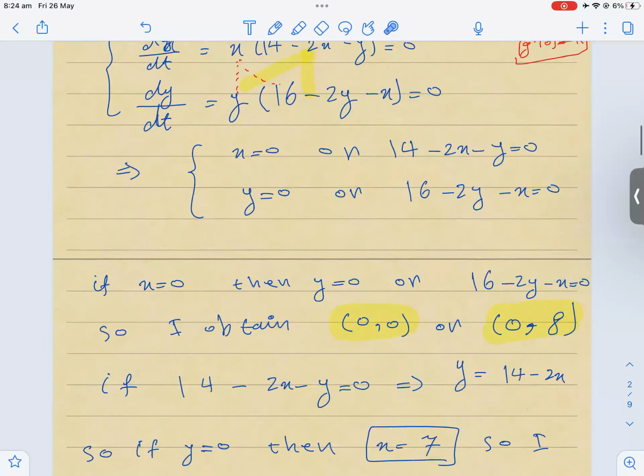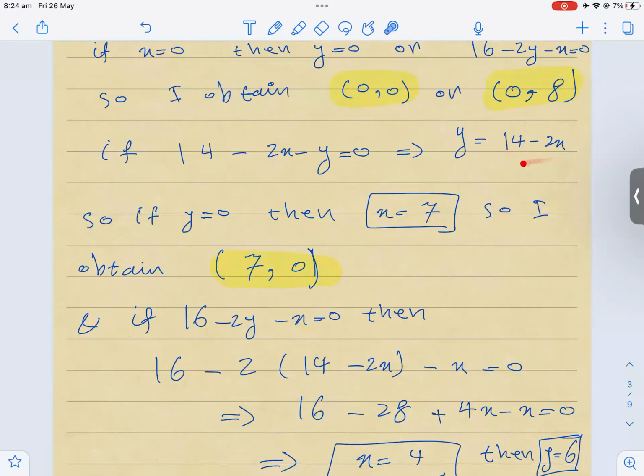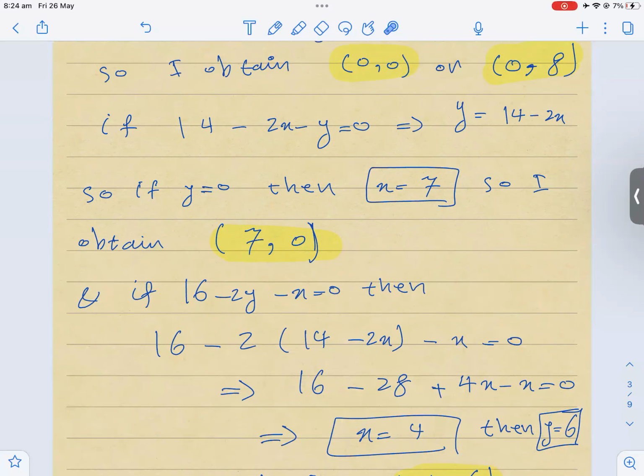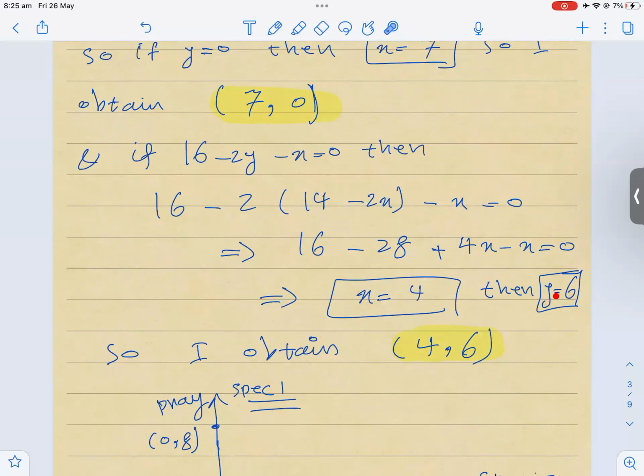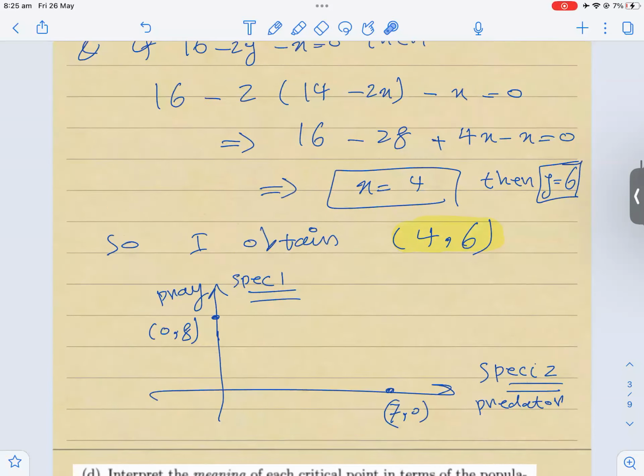And now I have this case, which gives me y equals 14 minus 2x, and I have the last expression, 16 minus 2y minus x. What I need is just to use this in the last expression, so instead of y, I will sub this guy here. So I can obtain x equals 4. If I obtain x equals 4, I can sub in here or here, 14 minus 2 times 4. Then it will be 14 minus 8, which is 6. So I have another critical point.